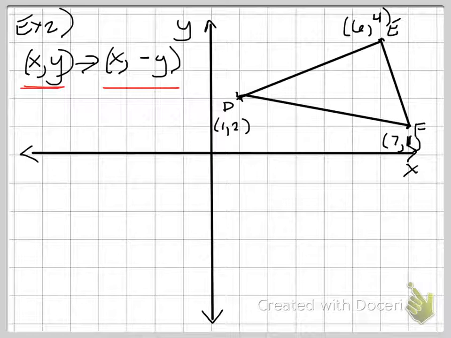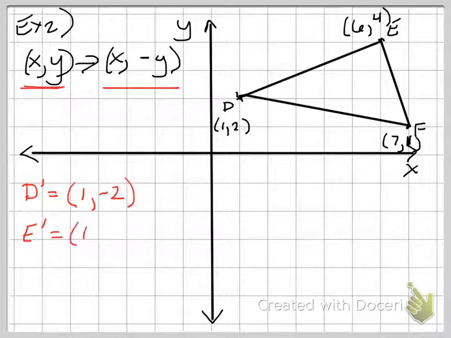So D prime is going to be at x stays 1, and then y becomes the opposite, so the opposite of 2 is negative 2. E prime is going to be 6, stays the same, but the opposite of 4 is negative 4. And then F prime is going to be 7, stays the same, but 1 becomes the opposite of 1, which is negative 1.